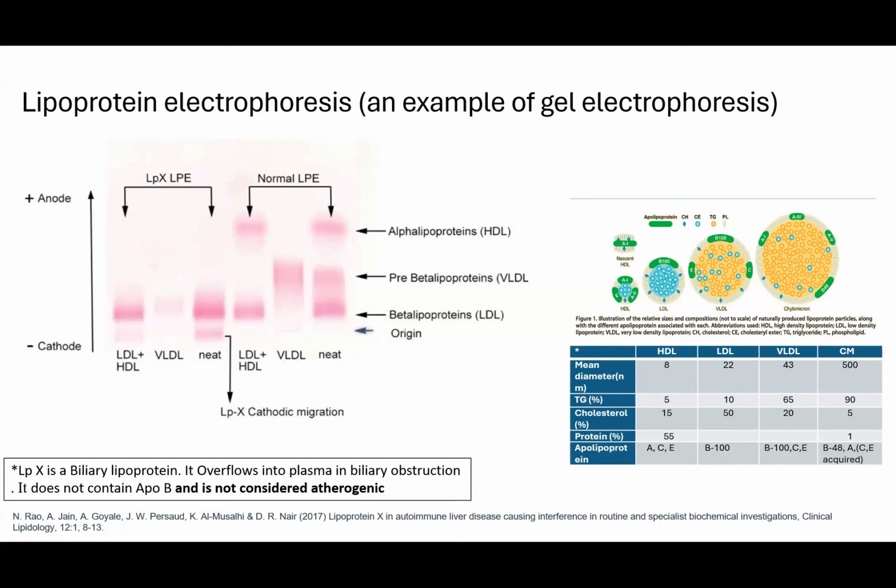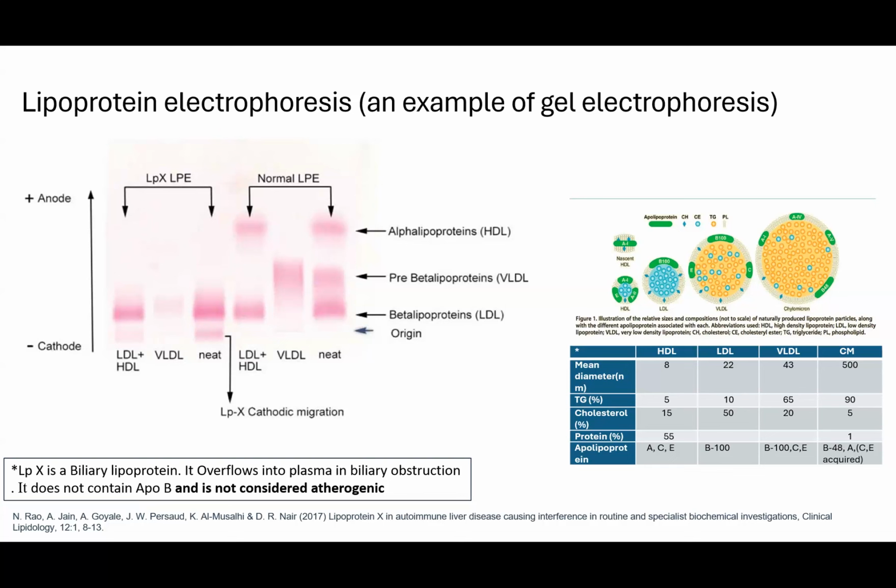And one of the indications of requesting lipoprotein electrophoresis is when we are suspecting lipoprotein X. What is lipoprotein X? It's a biliary lipoprotein, and it overflows into plasma in biliary obstruction. It's important to remember it has similar density to LDL, but it does not have ApoB100, and that's why it's not atherogenic. But it causes other problems, especially at very high concentration. So one of the ways when you're suspecting lipoprotein X, you can ask for a serum lipoprotein electrophoresis.